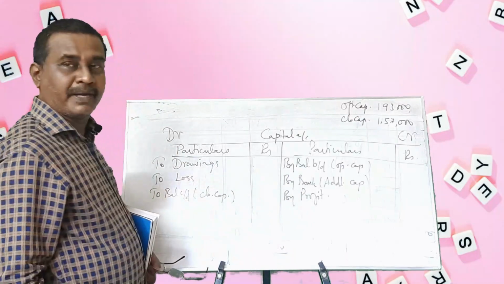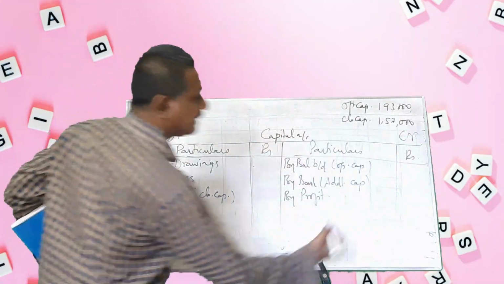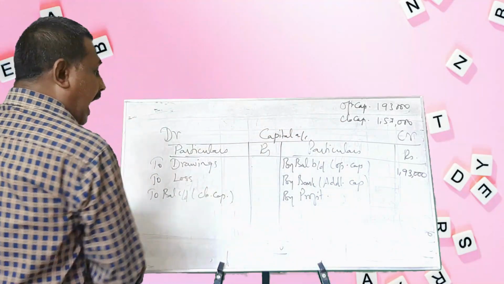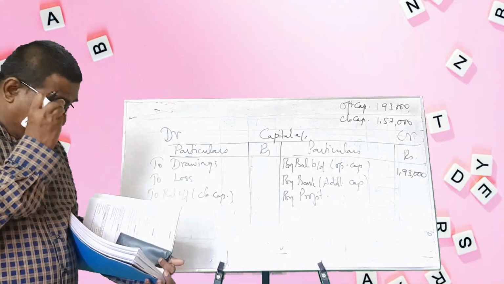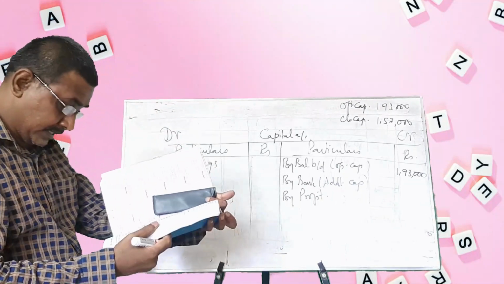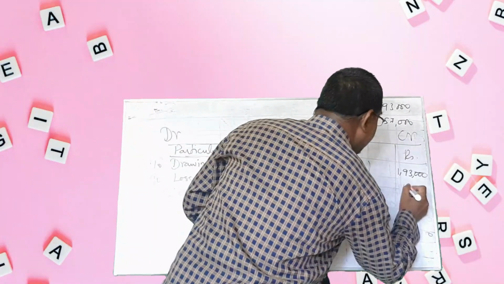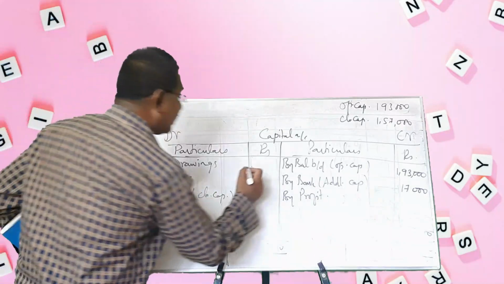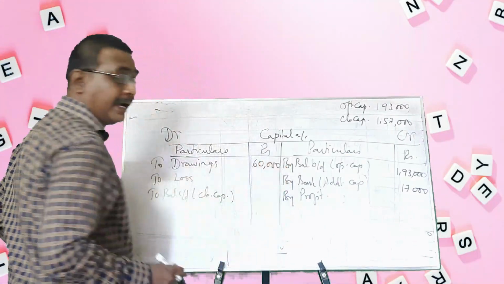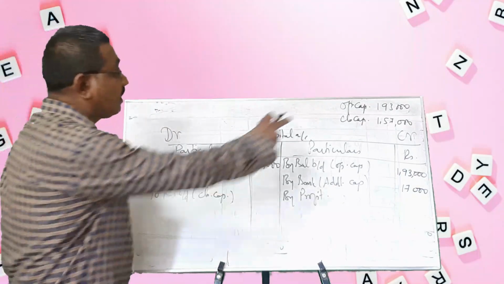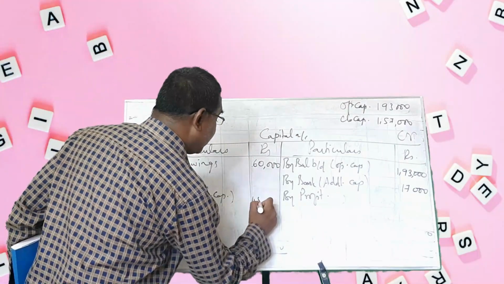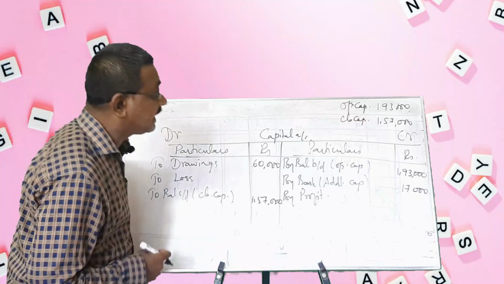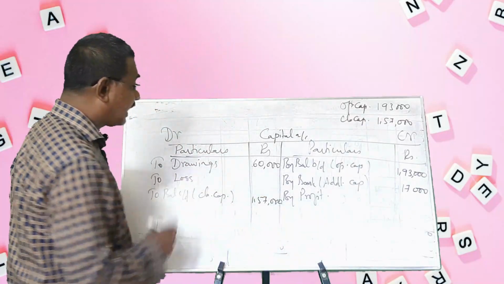By balance brought down, opening capital, we have calculated as 1,93,000. And additional capital. Look at the sum. What is given for additional capital? 17,000. And see whether any drawings is made. Yes, he has withdrawn 60,000 as drawings. And see what is the closing capital. We have found 1,57,000. And see which side is exceeding. I think this side is exceeding.